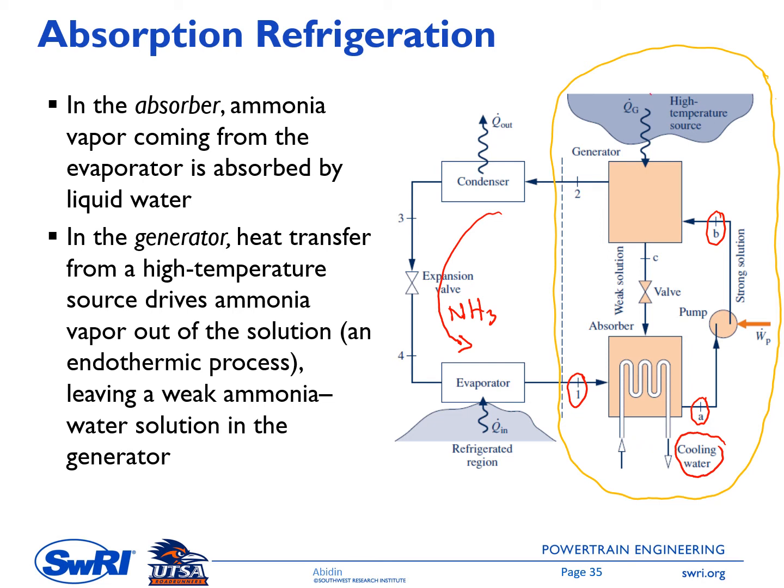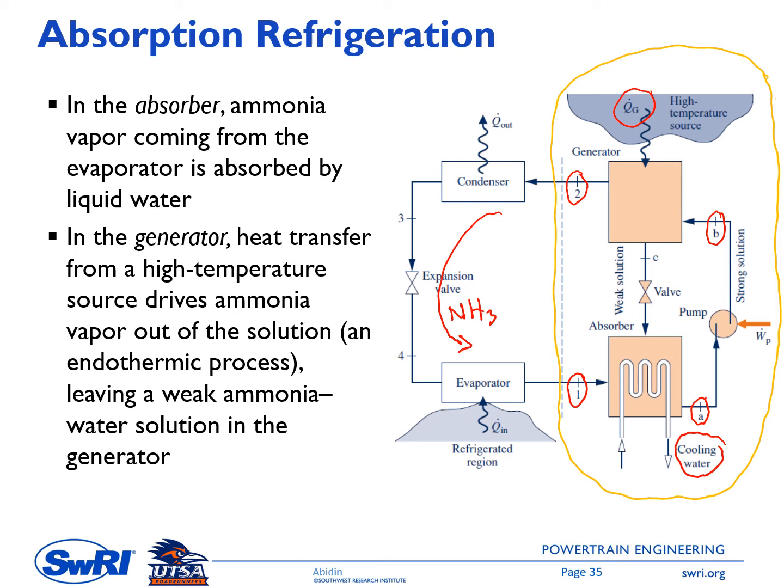Why? Because this is an endothermic process to separate this ammonia from the water solution. Therefore, we need heat from the external source. And then inside this generator, we will have a stream flow at point 2 here, which is mainly ammonia. So ideally it will be 100% ammonia, and then going to the condenser and so on.